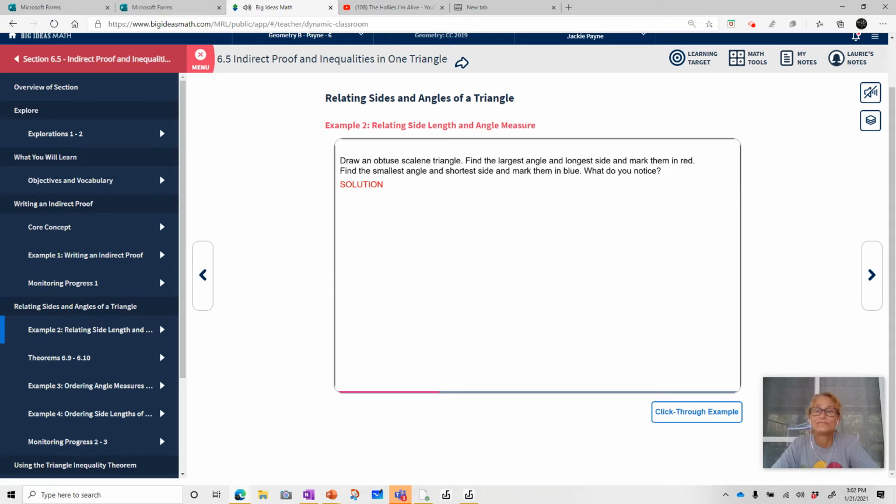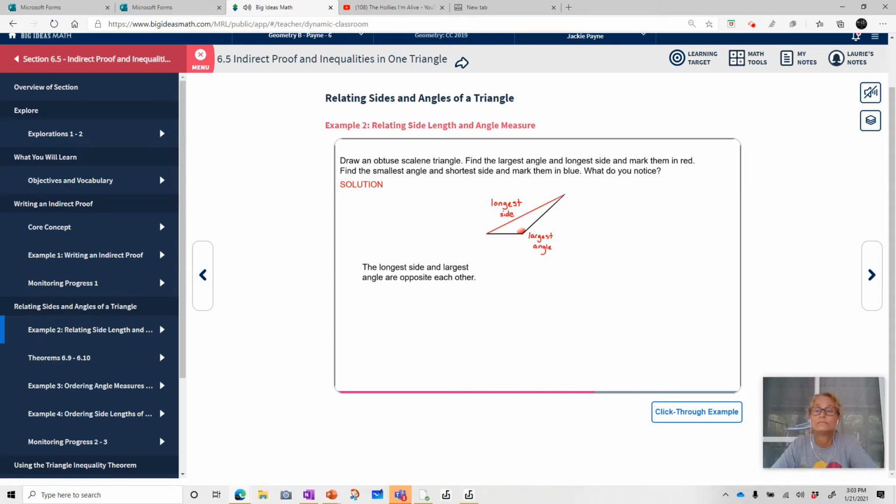Solution. To draw an obtuse scalene triangle, draw a triangle that has one obtuse angle and no congruent sides. For example, you can draw the triangle as shown. In the drawing, the largest angle is the obtuse angle, and the longest side is the side opposite the largest angle. So the longest side and largest angle are opposite each other.